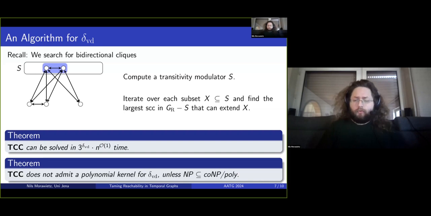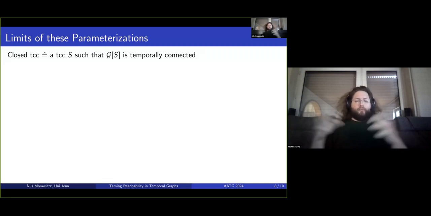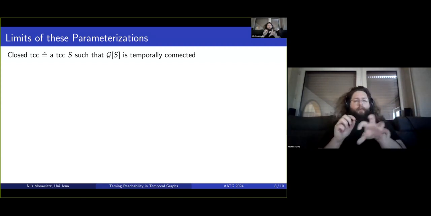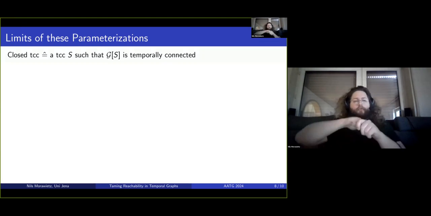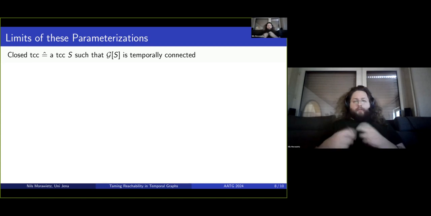Instead, I want to show you some other limits of these parameters. Namely, if we're not looking for normal TCCs, or normally they are called open TCCs, but if we are looking for closed TCCs, these are temporally connected components for which the induced temporal graph is temporally connected. So intuitively, we take the set of vertices and we want that each pair of vertices can pairwise reach each other by only taking paths over vertices from the set S. So we are not allowed to leave the set S and come back in to achieve this reachability.